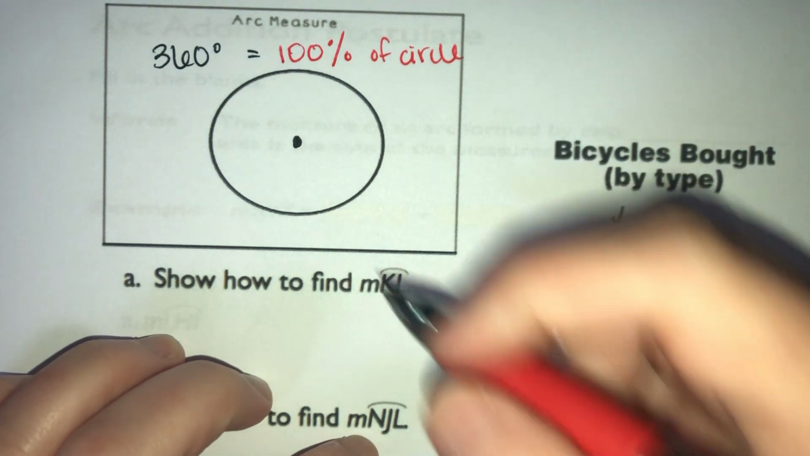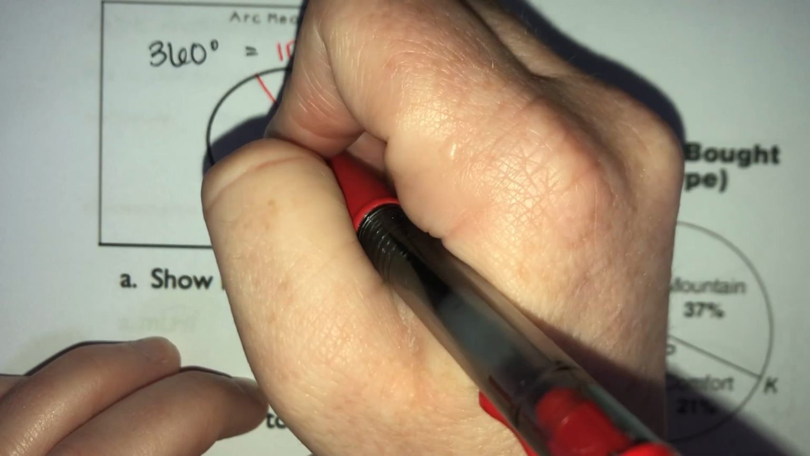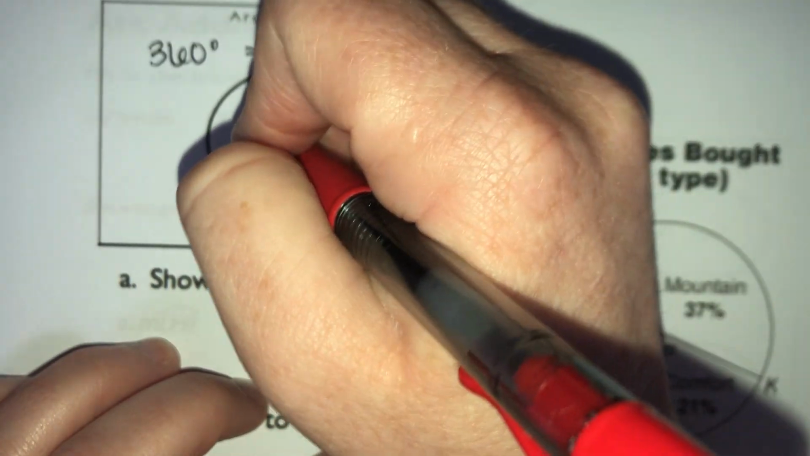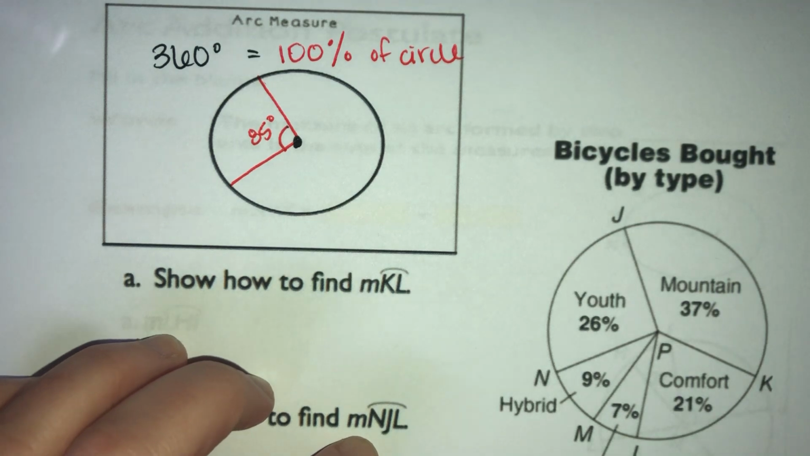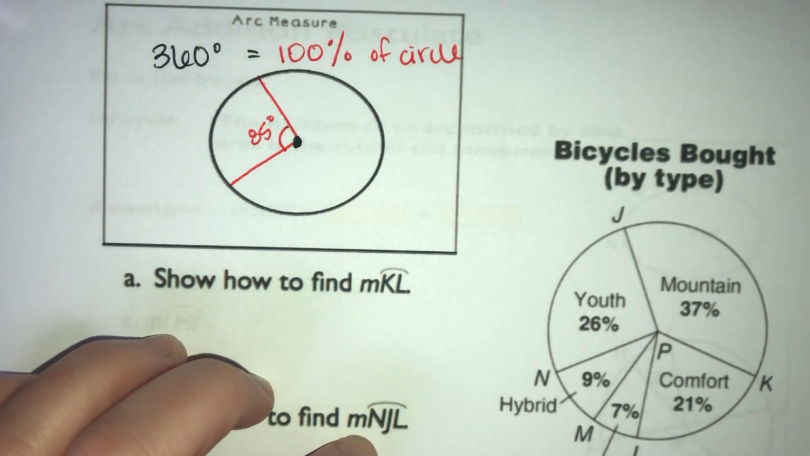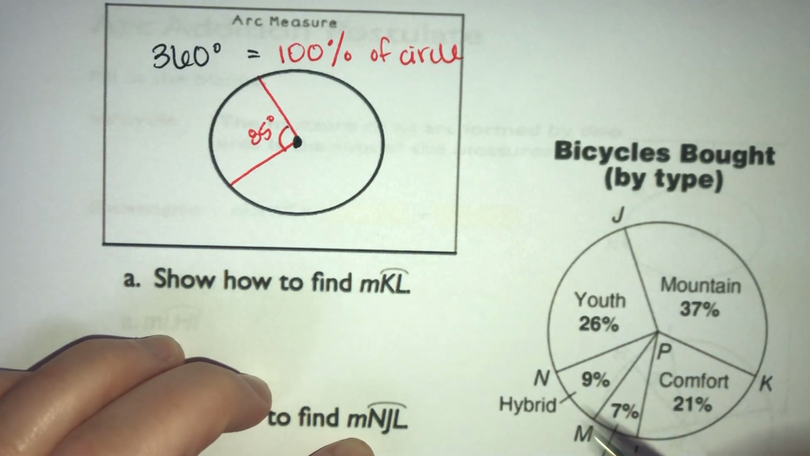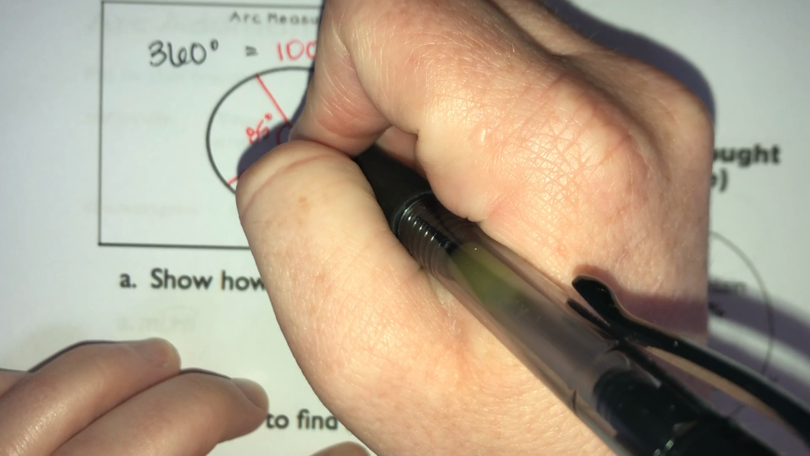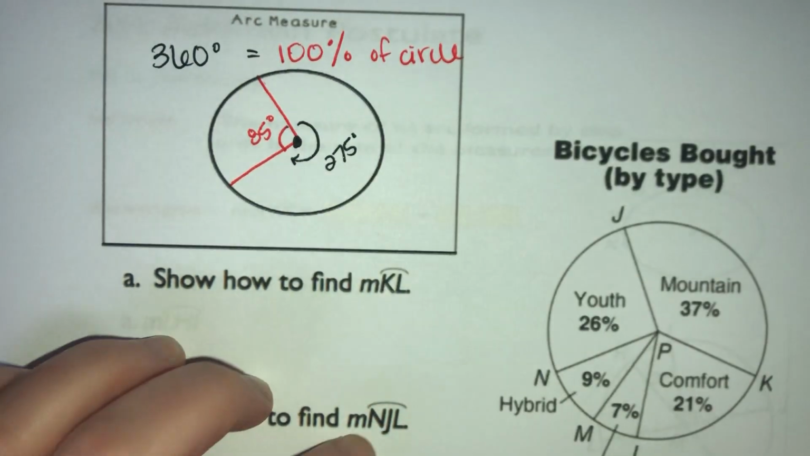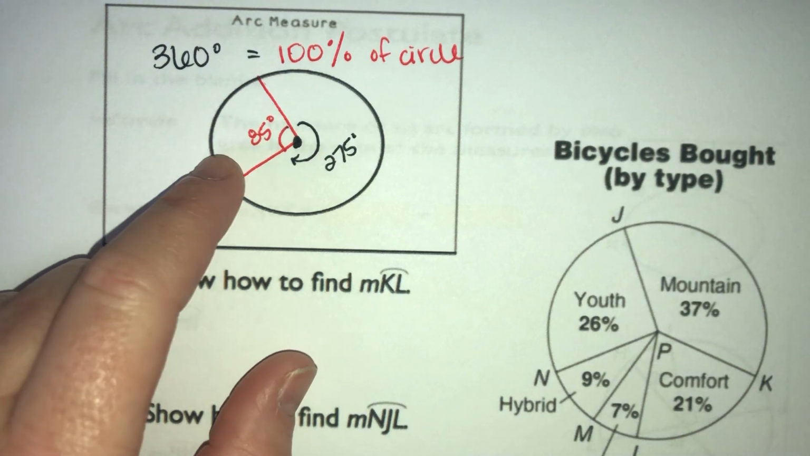Okay, so if I had, let's say, this guy, and he is, let's say, 85 degrees, I know the rest of this would have to be equal to 360 minus 85. 275. So this whole angle. And together, they make up the full circle, right?